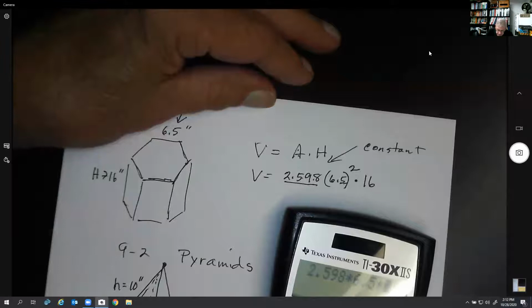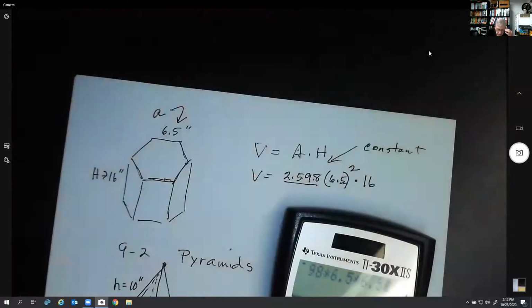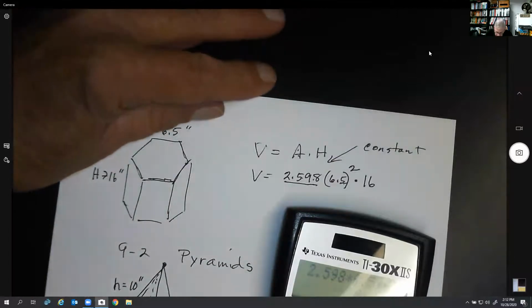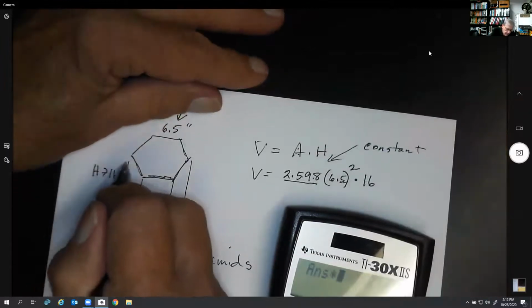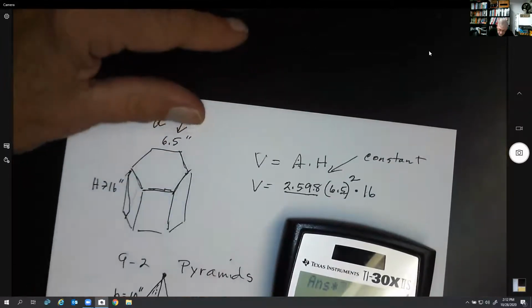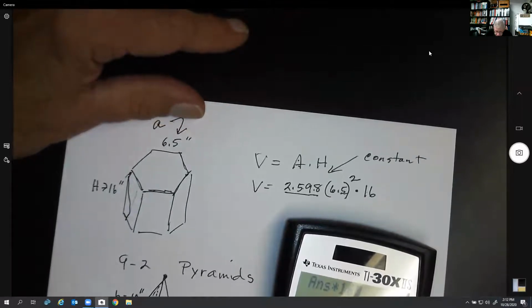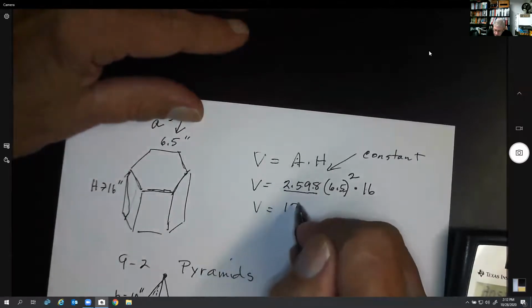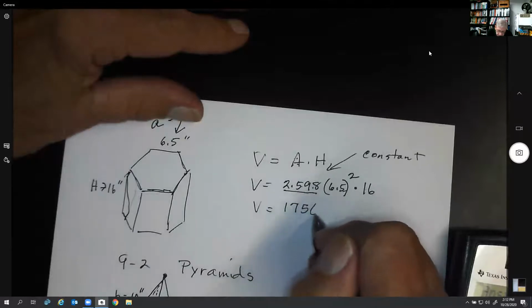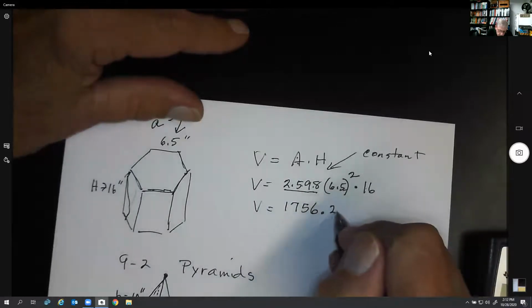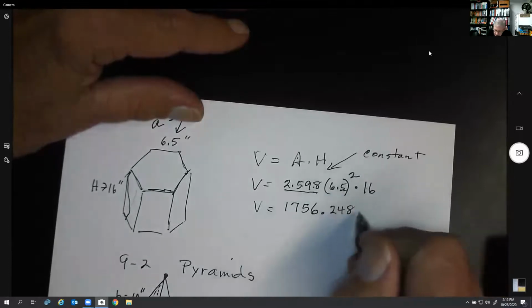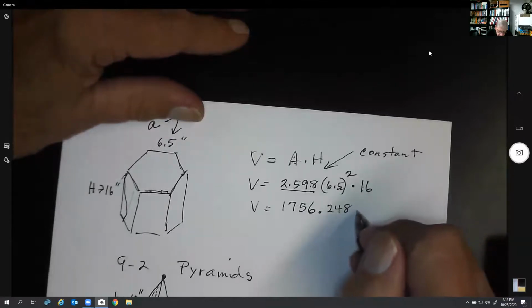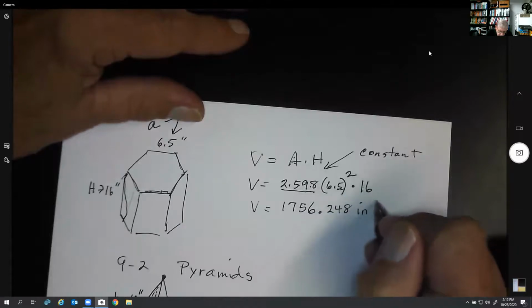So this is times 6.5 times 6.5. And then that answer, we could hit equals if we want, that answer times the big height, straight up and down right here. And that would be times 16. So I come up with 1,756.248. I'm just going to keep the whole thing in here. And this would be cubic inches, inches cubed.